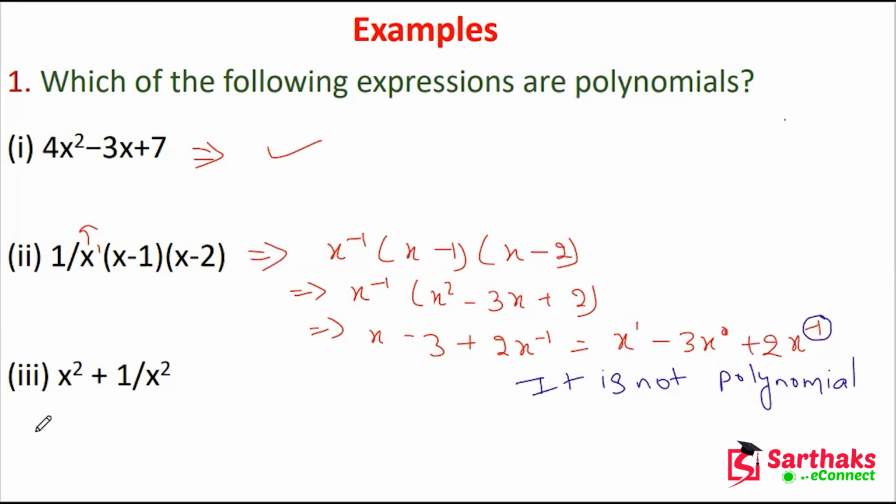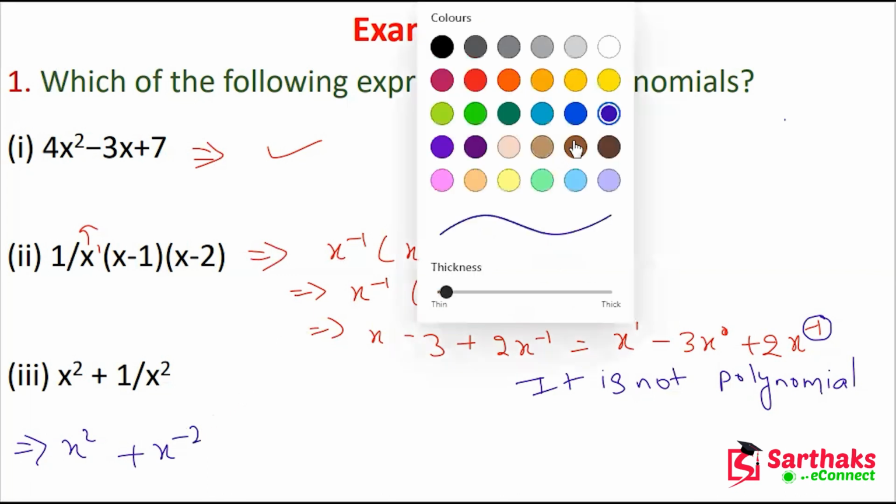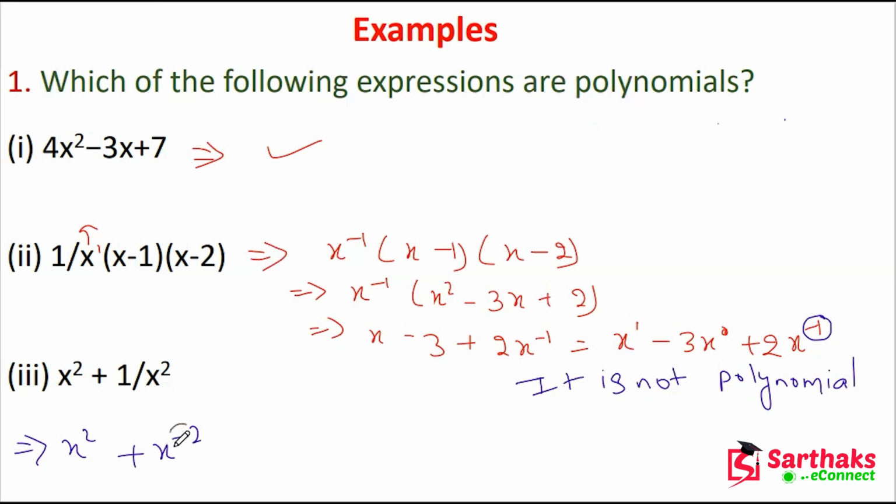Now again, x square plus x raised to power minus 2, because this is in the denominator. When it goes to the numerator, the power becomes negative, x raised to power minus 2. Now again this is in negative form, so again this is not a polynomial. I hope you get this point.